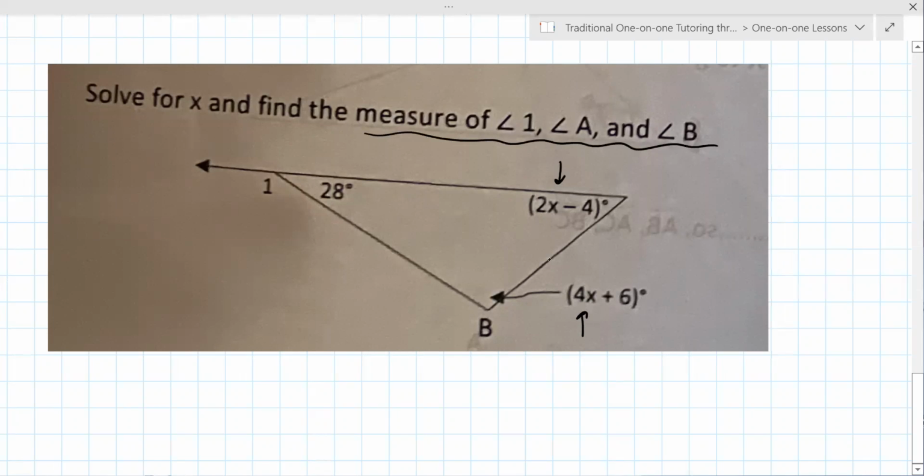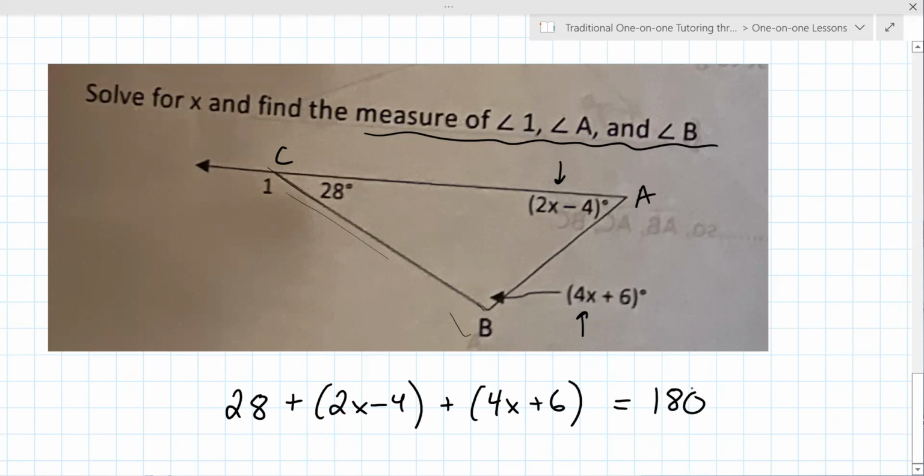So what shape do we have here? It's a triangle. It's got three sides. What is the sum of the angles in a triangle? What do they always add up to? It adds up to 180. So 28 plus 2x minus 4 plus 4x plus 6 is 180.